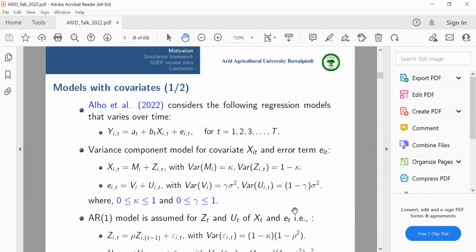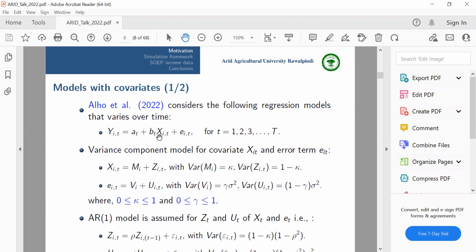So in this paper, we introduce a linear regression model. You can see that Y_it is the variable of interest. i stands for the individual and t stands for the time. You can say time is also equal to wave. Y_it = a_t + b_t X_it + e_it. a_t is the intercept, b_t is the slope coefficient, X_it is the independent variable, and e_it is the error term, you can say the residual term. And t starts from 1 to capital T.